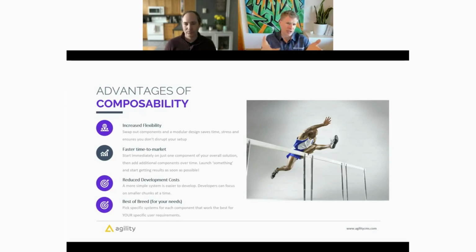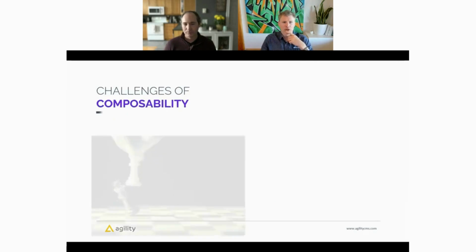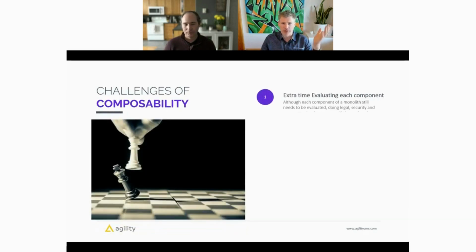Composability doesn't come without challenges, right? There are challenges when rolling out a solution, and so let's talk about a few of these. The first one is extra time evaluating each component. Let's say you have a system with marketing automation, a CRM, a CMS, e-commerce.